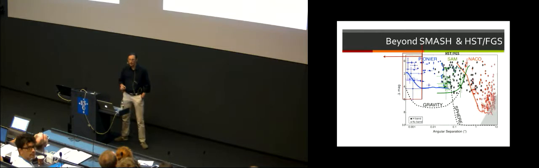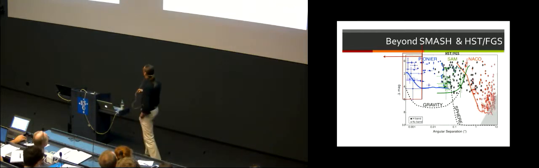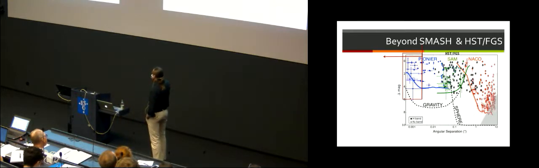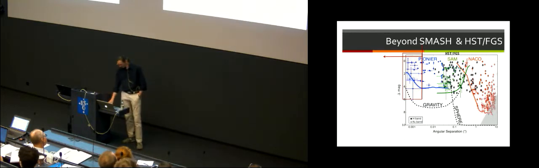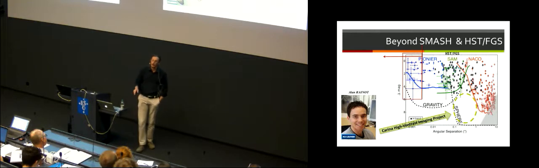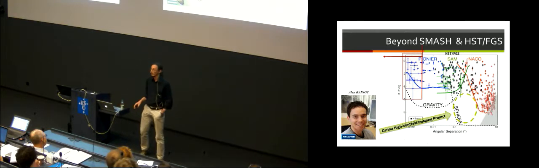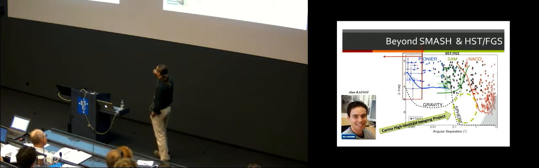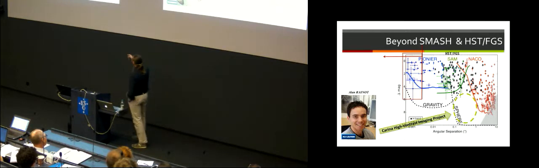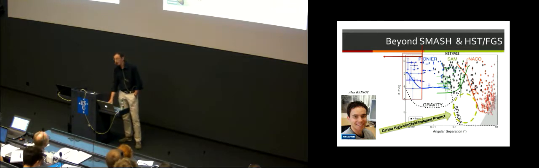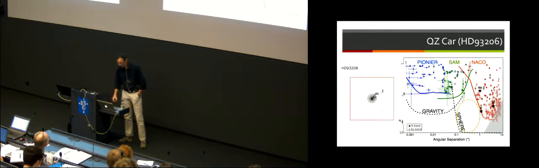So what we're now busy doing is to go beyond SMASH, and SPHERE is opening a new window in the parameter space. My PhD student, Alan Reno, who couldn't be here this week but will be in Nice next week for the people that go there, and he will talk about those results, is analyzing a sample of 40 stars that have been taken in order to see whether we have companions in there.